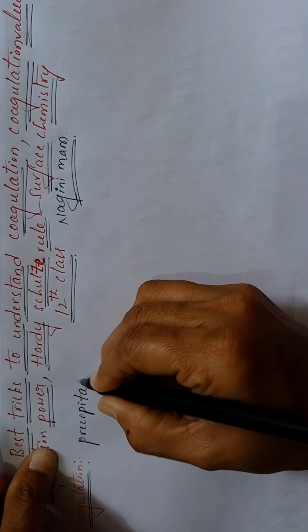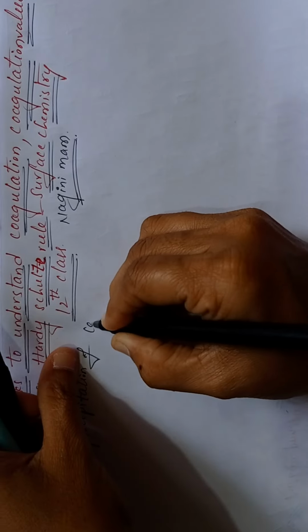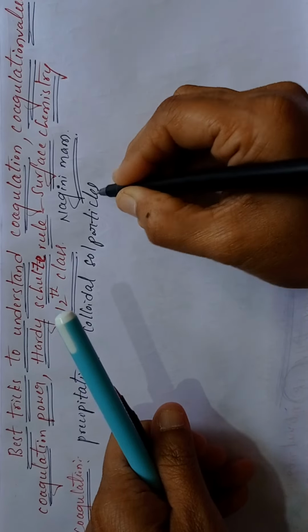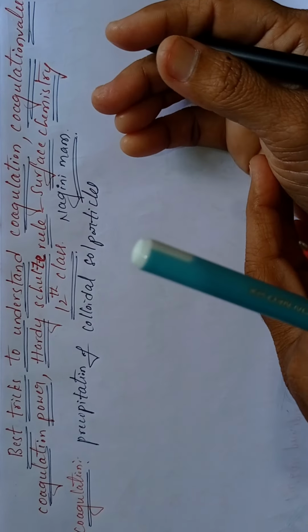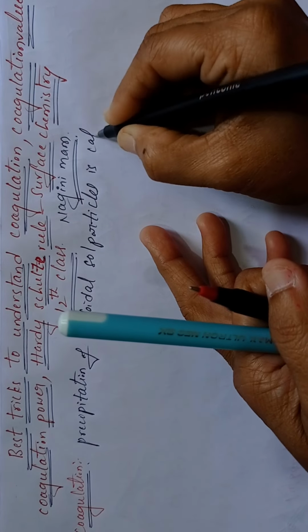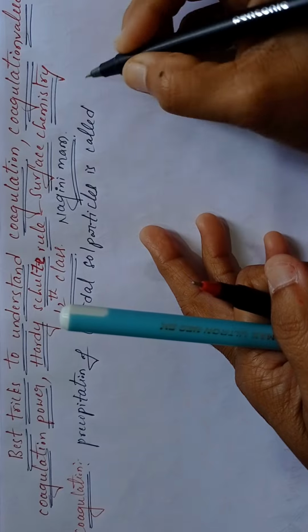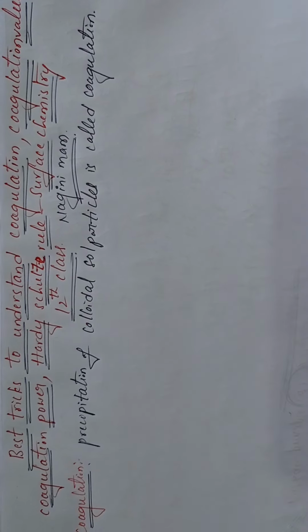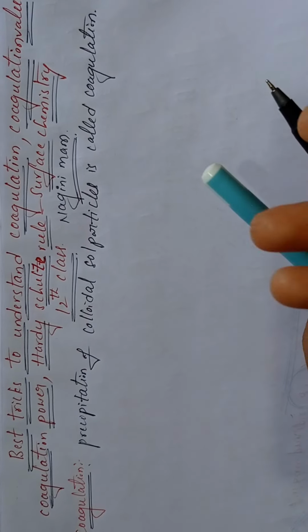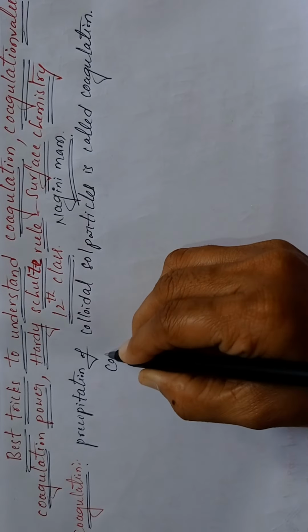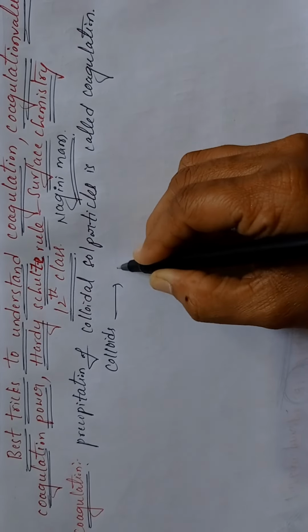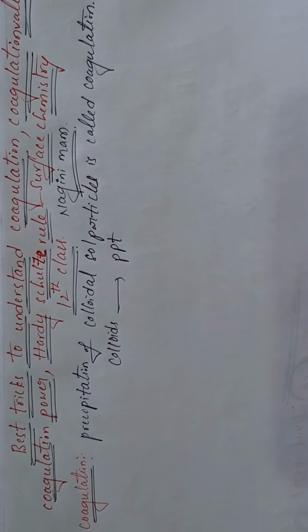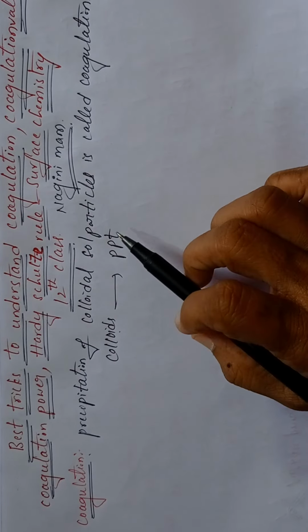Precipitation of colloidal particles is called coagulation. Are you clear? That means the colloidal particles are converted into precipitate, students. So colloids are converted into precipitate. That is nothing but coagulation. Are you clear? So colloids convert into precipitate.